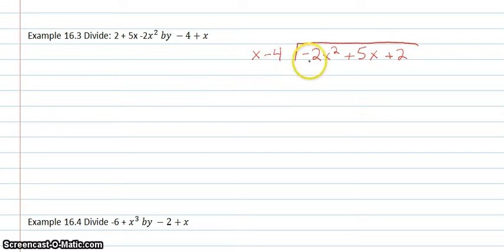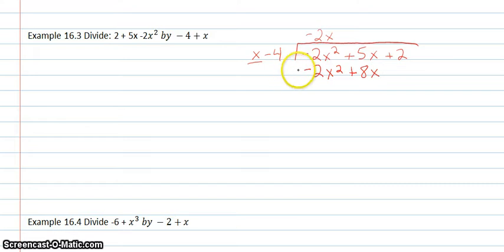So first, I'm going to divide this first term here by the first term in the binomial. So first term in trinomial divided by the first term in the binomial. So when I divide the negative 2x squared by x, that is just a negative 2x. Then I multiply that to both the x and the negative 4. So let me erase that line there. So that is a negative 2x squared plus 8x.